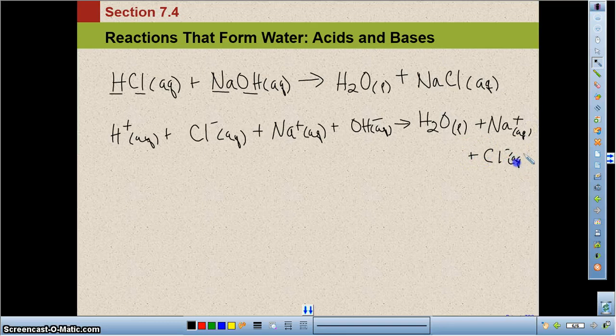And just like with the precipitation reactions, if we got rid of our spectator ions, you would notice that what we have going on is exactly what they said the net ionic equation was for every strong acid-base reaction, which is this.